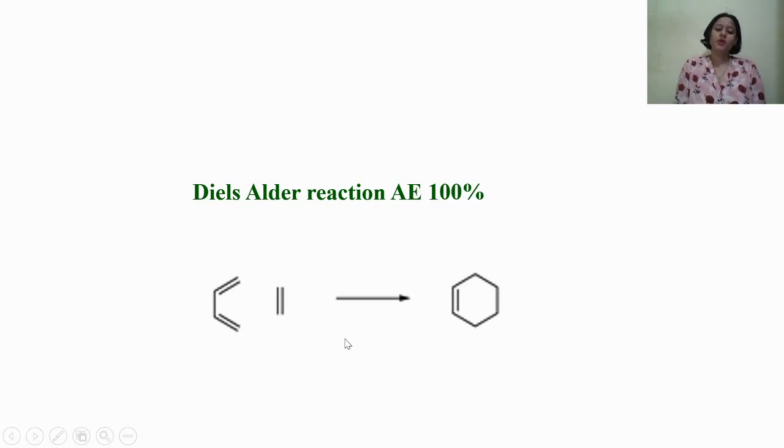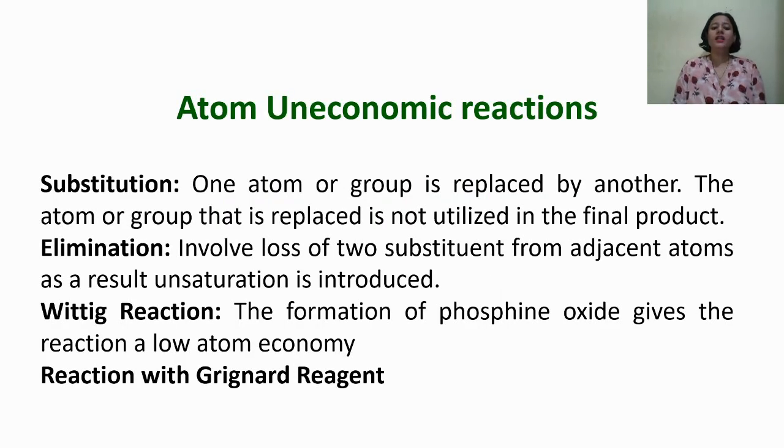So these types of reactions are called atom economic reactions, which have 100% atom economy. Now there is another type of reactions, which are atom uneconomic reactions, whose atom economy is not 100%. These are the substitution reaction, elimination reaction, Wittig reaction, and reaction with Grignard reagent.